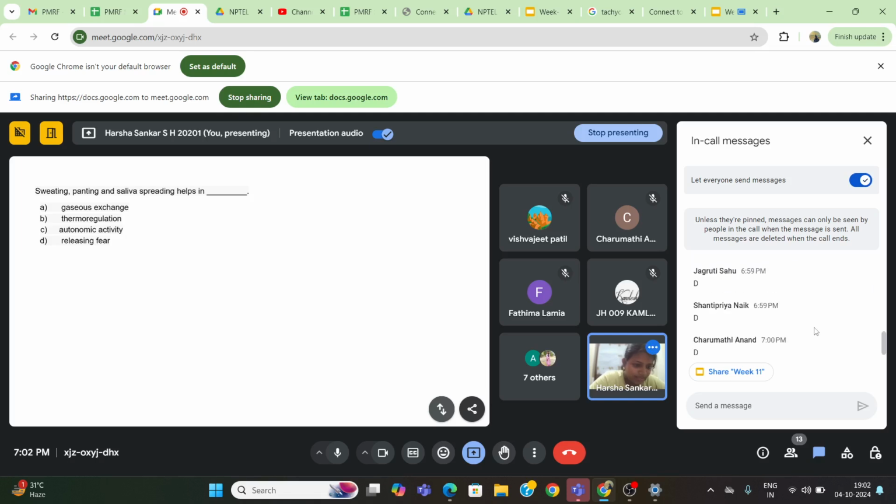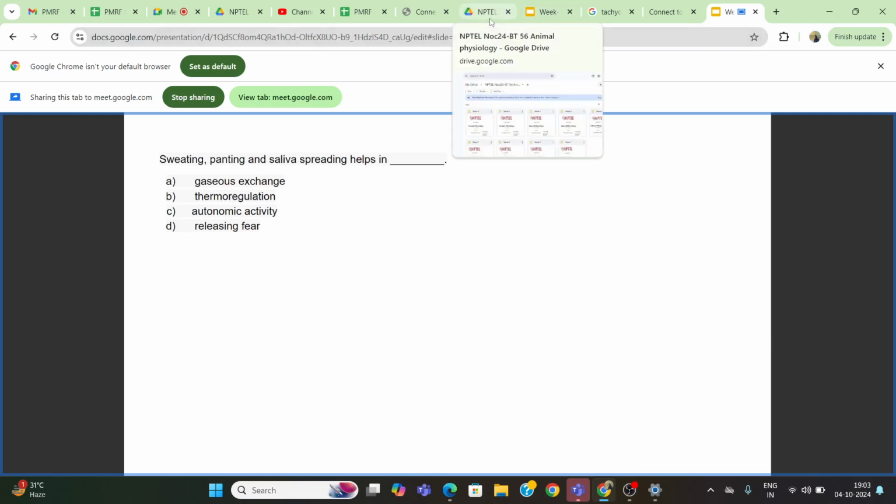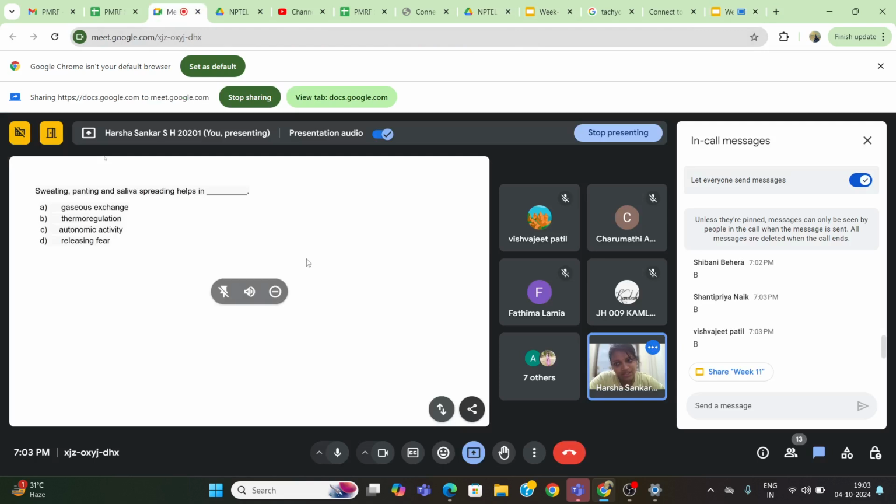Only Kamlesh sir answered. So this we have discussed multiple times in the first week, right? All these things are part of thermoregulation. The answer is option B.